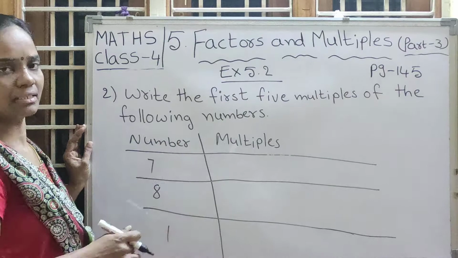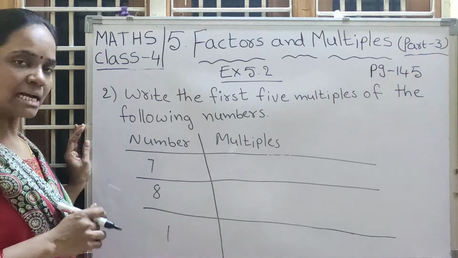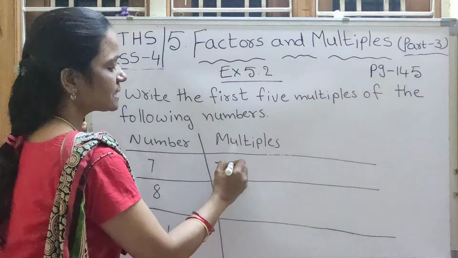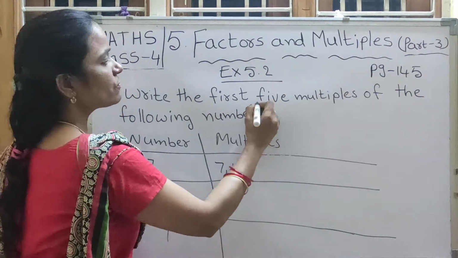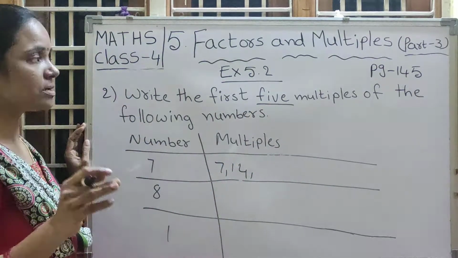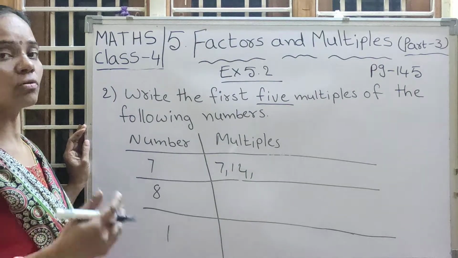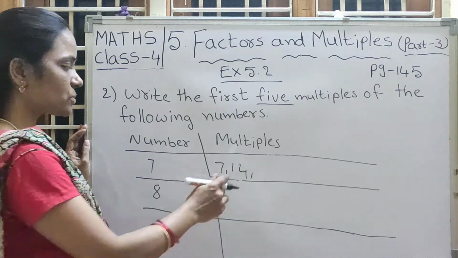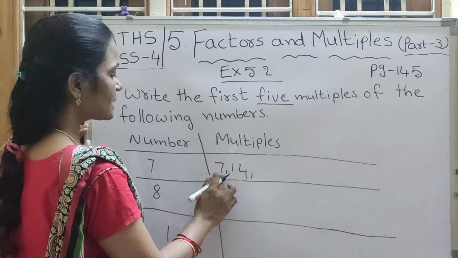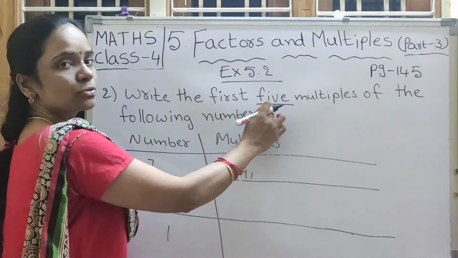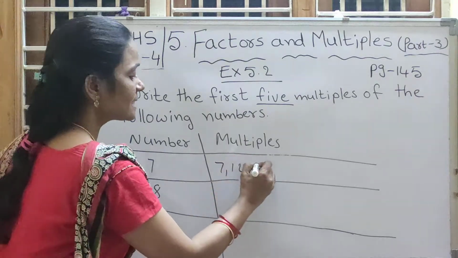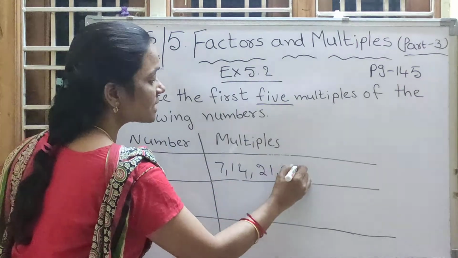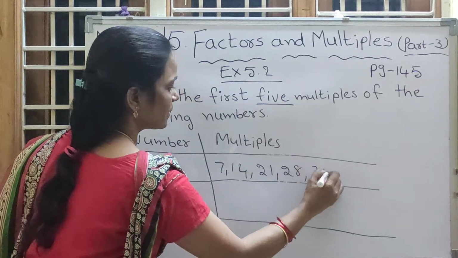Multiples of 7? Nothing but write down the 7 table. 7 ones are 7, 7 twos are 14. Only the first 5 I am writing, because multiples are uncountable. There is no end for multiples, so take only 5. So here they asked to write 5. 7 ones are 7, 7 twos are 14, 7 threes are 21, 7 fours are 28, 7 fives are 35.